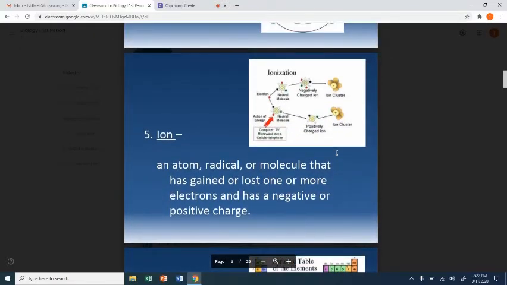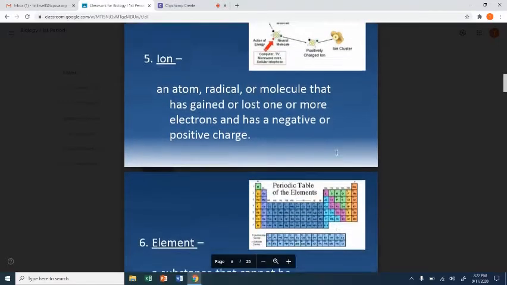An ion is an atom, radical, or molecule that has gained or lost one or more electrons and has a negative or positive charge. In our class, we're going to focus on the atom. So an ion is an atom that has lost an electron. If you lose an electron, you lose the negative energy, so you're going to be positive. It's formed a positive ion. If you gain an electron, gain negative energy, you're going to be a negative atom or a negative ion at that point. So ion, gain or lose electrons.